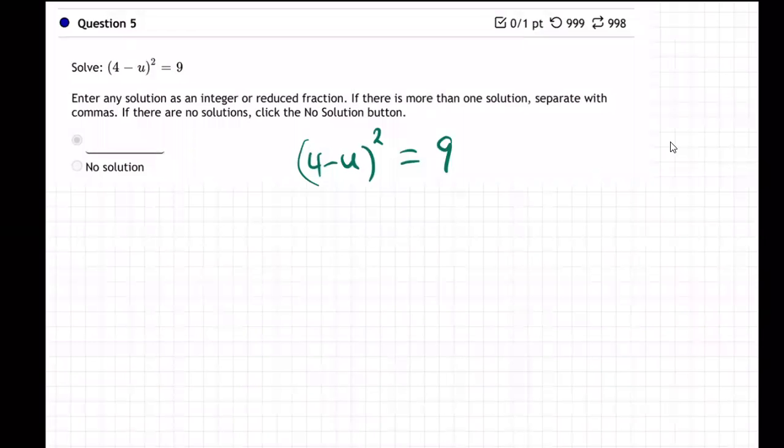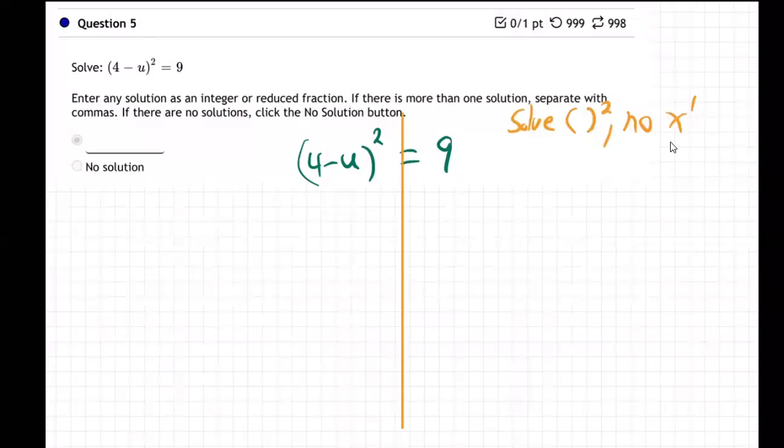Okay, so on this question, let me put in the wall of separation here. So we have (4 - u)² = 9. So how do we solve an x squared or u squared or whatever, with, well, in fact, let's say parentheses squared? How do we solve parentheses squared, no x to the first power?